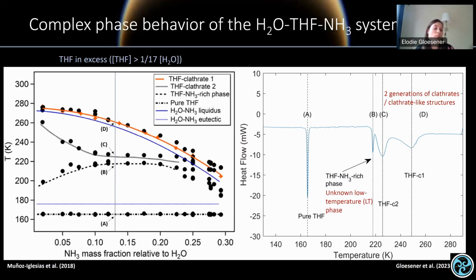And so this first aspect of the phase behavior of clathrates is really important and has implication for Titan and outgassing of methane. And I will come back to that later in the presentation.